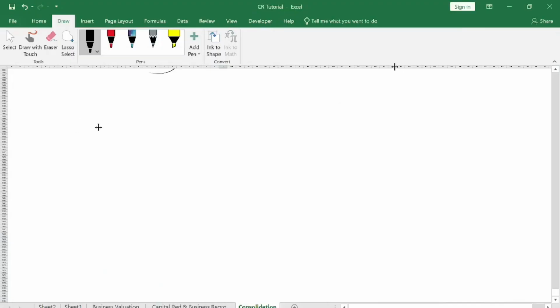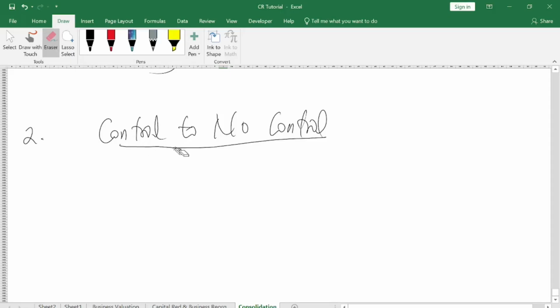Now let us look at control to no control. This control to no control is akin to saying that the company wants to become an associate. The company no longer wants to be the parent anymore. They may become what you call an associate.